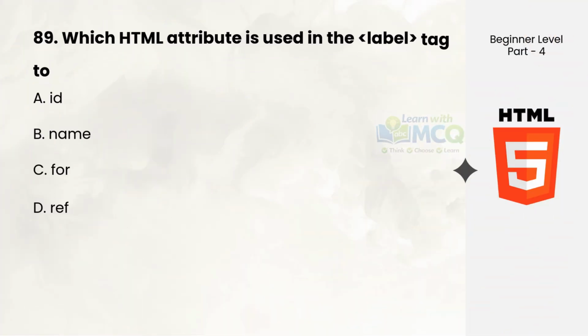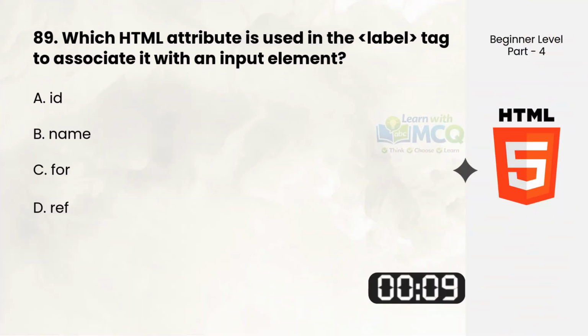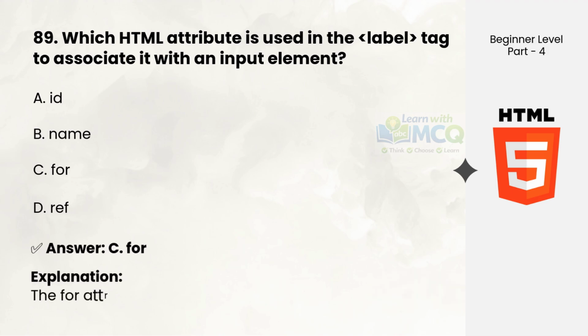Question 89. Which HTML attribute is used in the label tag to associate it with an input element? Options are: A. id. B. Name. C. For. D. Ref. The correct answer is C. The for attribute links a label to an input using the input's id.